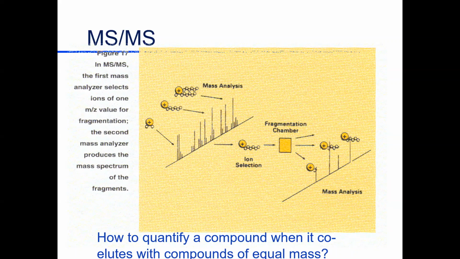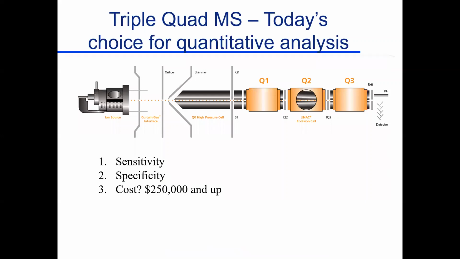And so one mass spec gives you an ion profile, and then you do a second one to authenticate what exactly those individual pieces are. So again, it's a very powerful way of confirming identity or being sure that you know what you're measuring. The mass spectrometer that does that kind of thing, a double mass spectrum measurement, is called a triple quad mass spectrometer. Today's choice for quantitative analysis.